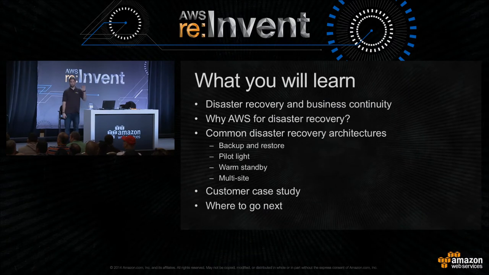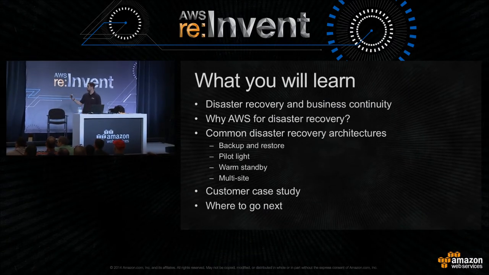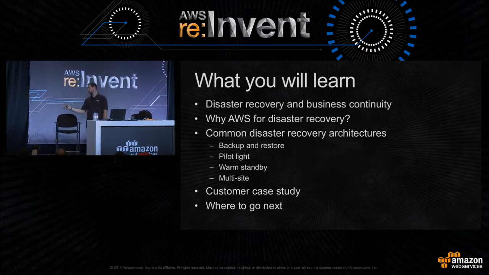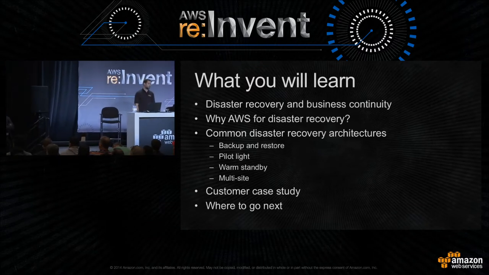So once again, for those of you who just turned up, I'm Matt Lewis. I'm a solution architect for AWS, and I've also got Ravi here from App Associates. Ravi's here. He's going to present a customer use case.